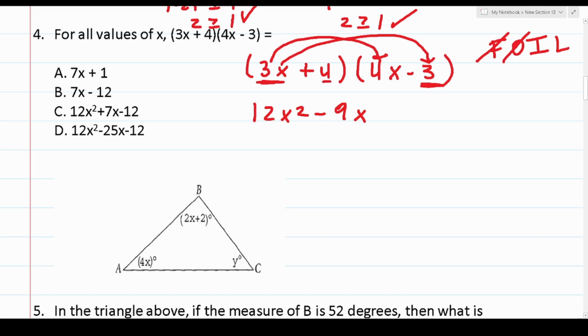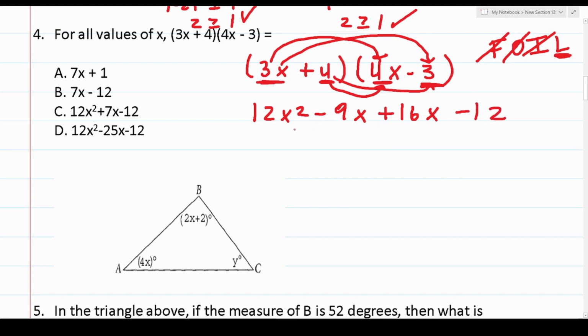As we can see, the inside term in this parentheses is 4, and the inside term in this parentheses is 4x. So this is 4 times 4x. 4 times 4x is going to be positive 16x. And then we're going to do the last set of terms in the parentheses. This one's the last, and this one's the last, so we're going to do 4 times -3. 4 times -3 is -12.